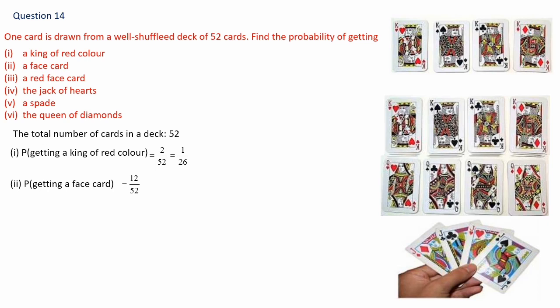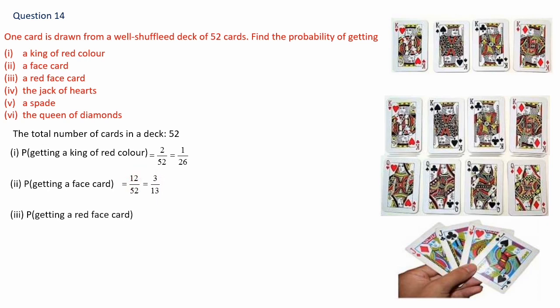12 divided by total number of outcomes 52. So 12 divided by 52. When we cancel with 4, 4 3s are 12, 4 13s are 52. So 13 is in the denominator and 3 is in the numerator. 3 by 13. What we have done is we have cancelled 4.